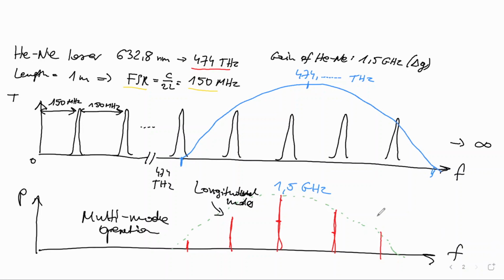So in every case, when we have a free spectral range of the resonator much smaller than the gain bandwidth of our medium, and we don't apply any other filtering effects, we will always have this kind of multi-mode operation.